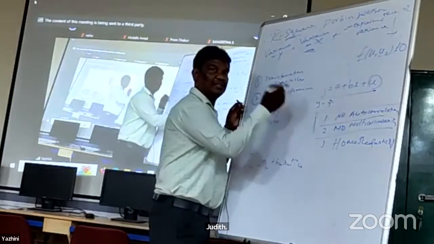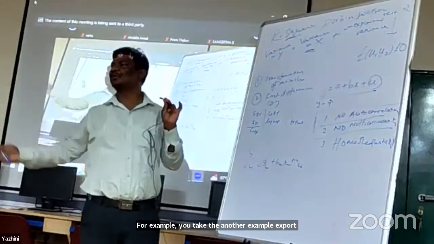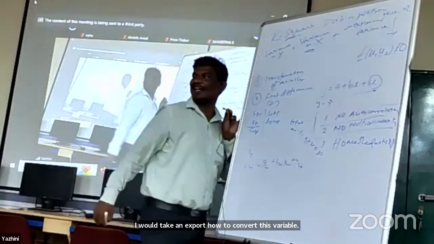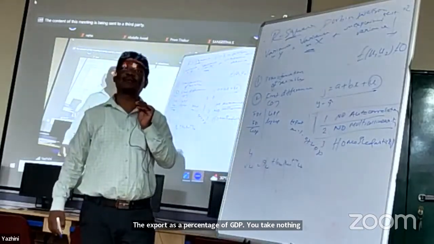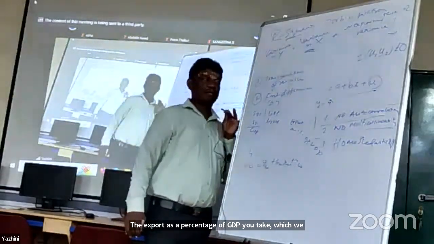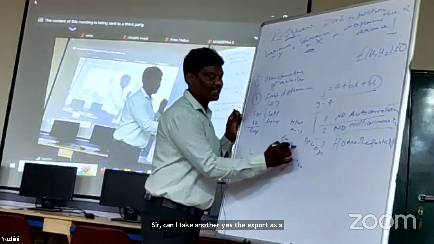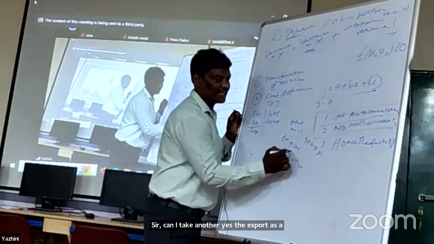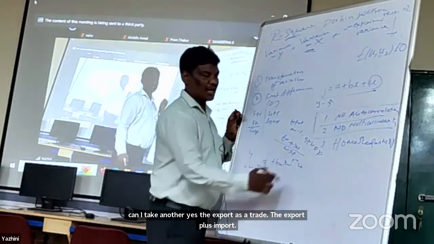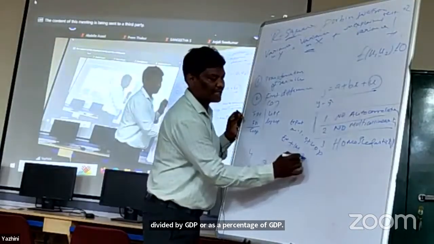For example, you take another example, export. Sir, I have taken export. How to convert this variable? Export as a percentage of GDP you take. Nothing wrong. We call it openness. Sir, can I take another? Yes, trade: export plus import, divided by GDP or as a percentage of GDP.